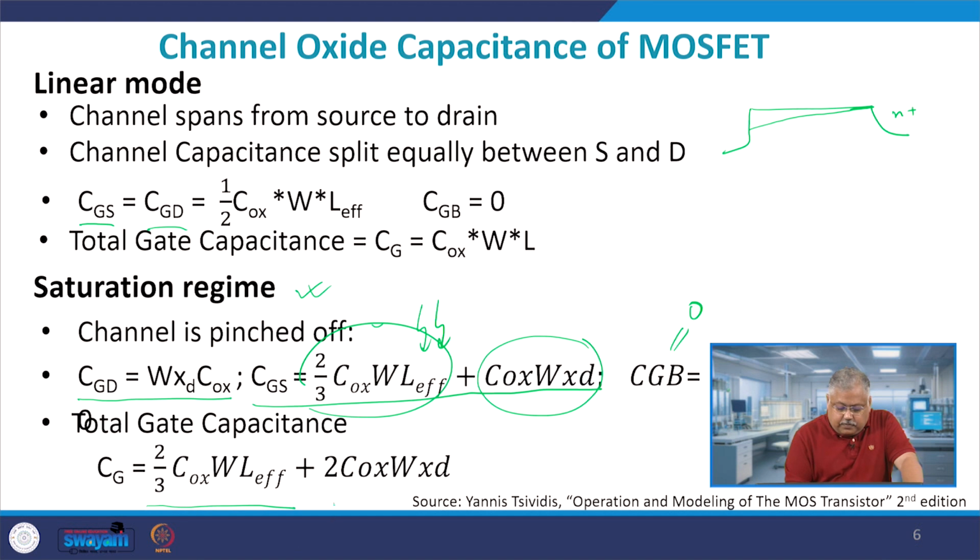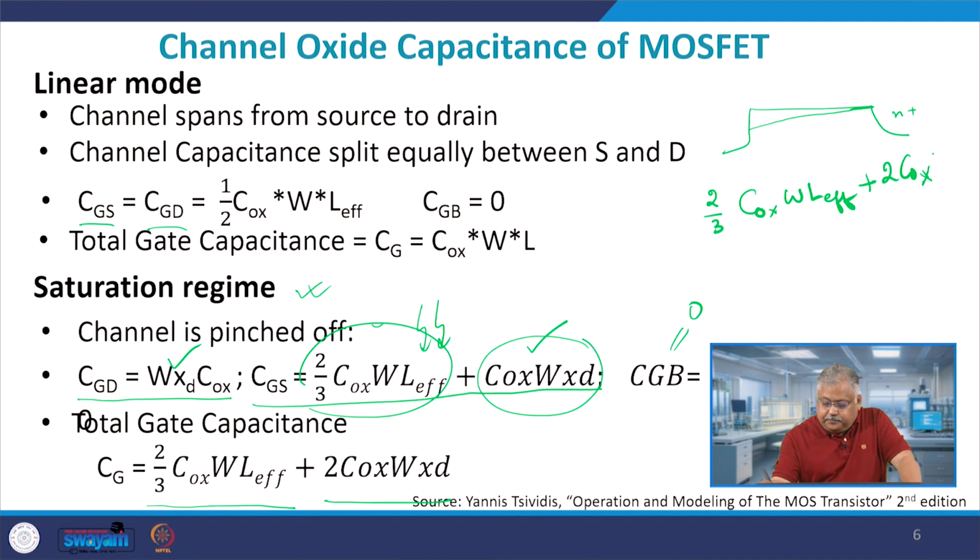So the total gate capacitance can be written as 2 by 3 Cox W L effective multiplied by this plus this, and therefore it is 2 times Cox W XD. So the total gate capacitance which you see is 2 by 3 Cox W into L effective plus 2 Cox into W XD, width into XD. This we get as the total capacitance in the saturation region.